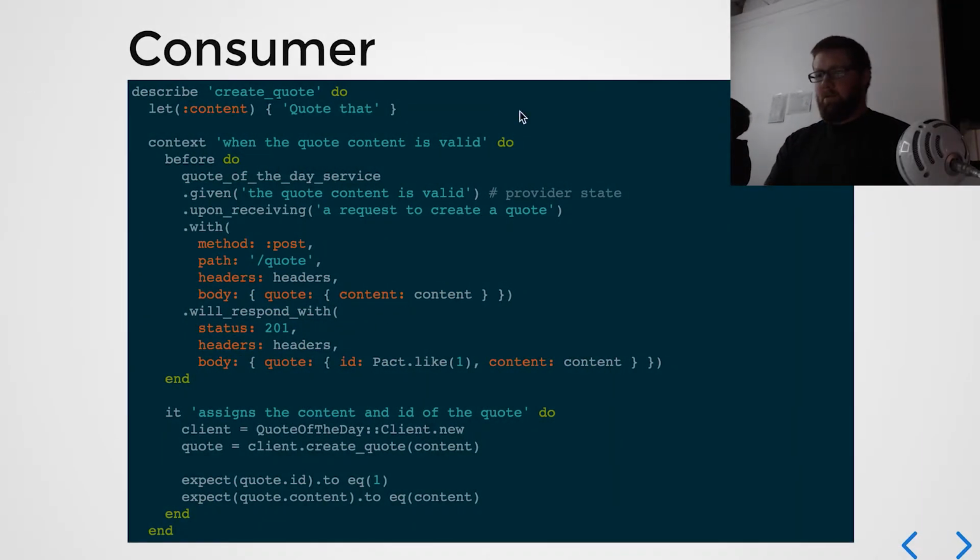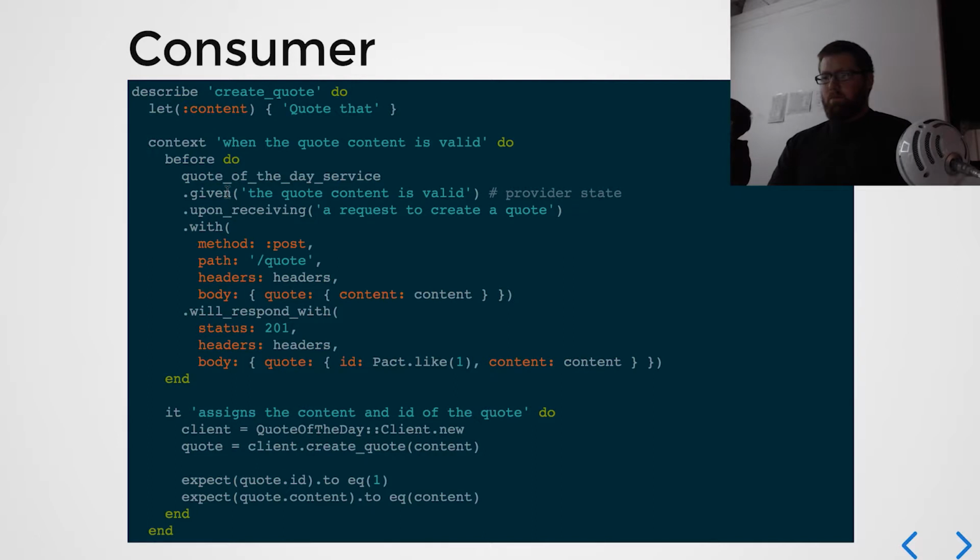Okay, so this test, the happy path, when the quote content is valid. Quote of the day service, given, and this is an important distinction, we had two states, right? The quote can be saved, or the quote content's valid. The quote can't be saved, the quote content is invalid. However you want to do that. But this is defining what Pact calls a provider state. I'll go into exactly how you set that up in your provider in a minute, but this is our happy path branch of our code.